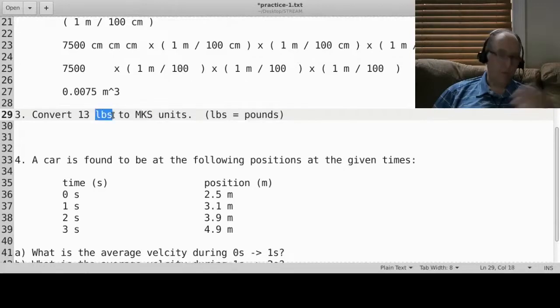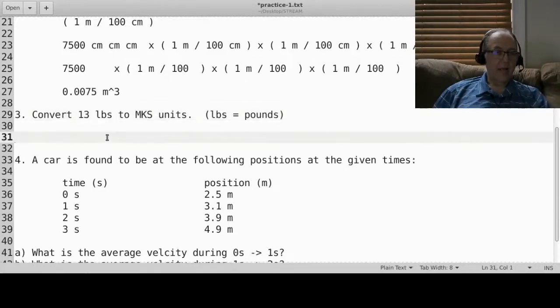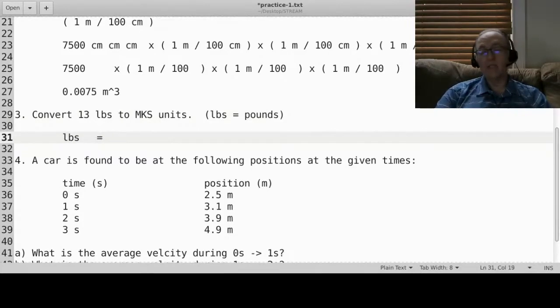Now pounds measures weight, okay? And so we have pounds, and what we want to convert to are the MKS units for mass, which are kilograms, all right? And so we need some numbers there to do the conversion. You go, where am I going to get those numbers? Well, here's where you can get them.